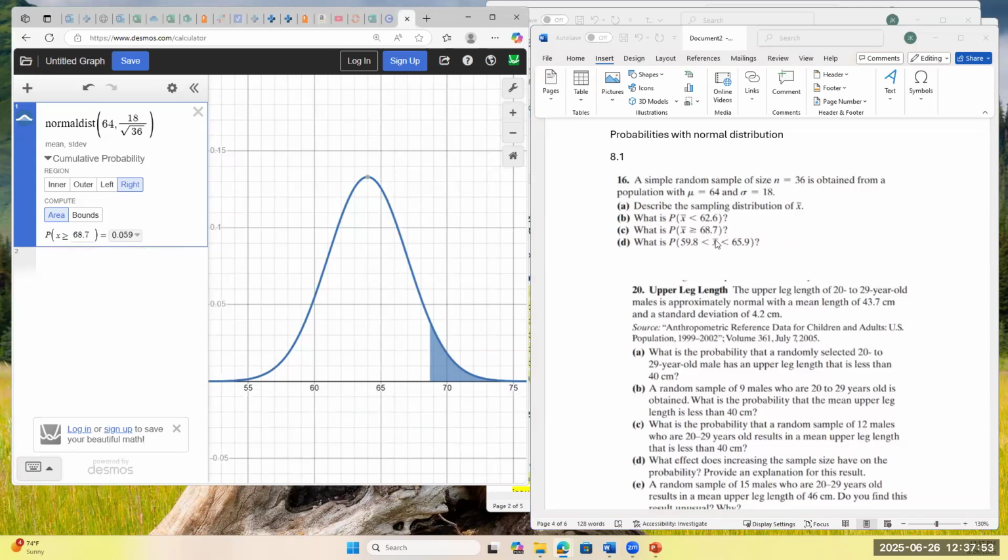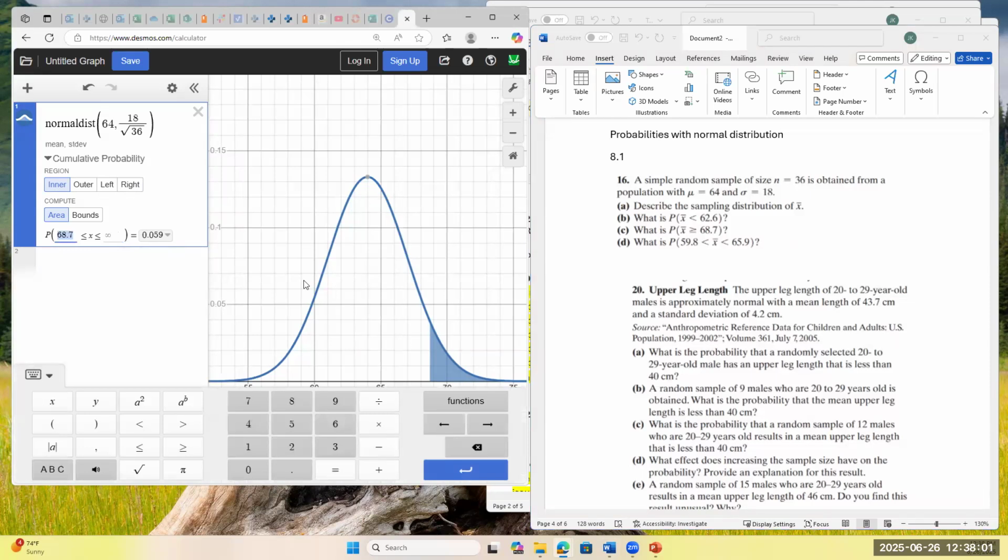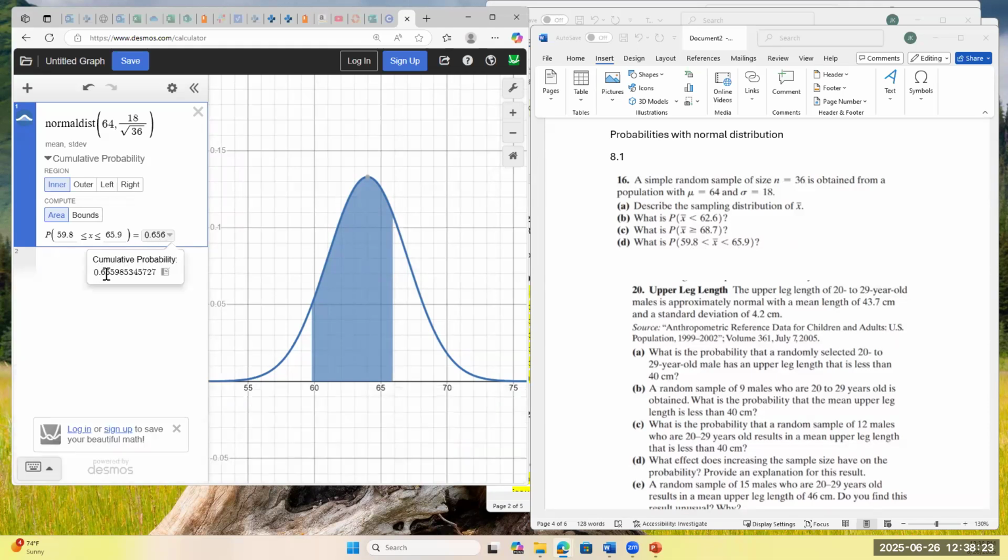And then this would be one of those inner regions. So I'm going to click inner, and then on the left, I'm going to put that lower bound of 59.8. On the right, I want the upper bound of 65.9. This tells me the probability that I draw a sample of size 36 from this population, and I end up with a mean between 59.8 and 65.9 is 0.65. Well, if we round it to 4 decimal places, we're going to get 0.656.